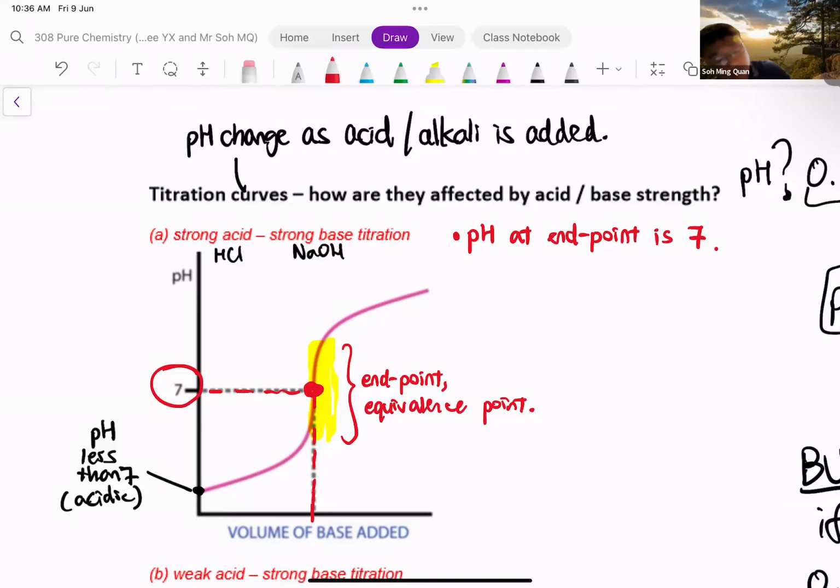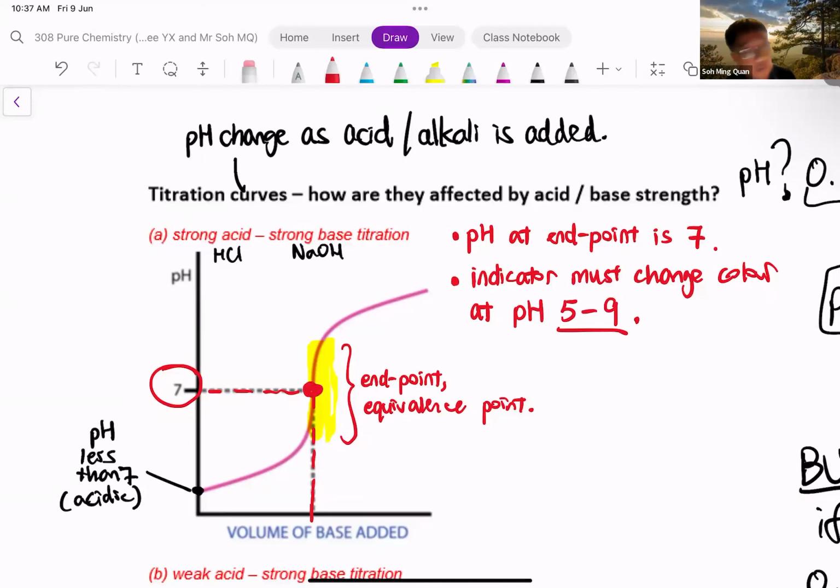Okay? Next, in every titration, you must choose an indicator, right? So just like in the lab, you have done a number of titrations, all right? You must choose an indicator that changes color at your endpoint. You must choose an indicator that changes color at that range of pH where your endpoint occurs. So where does your endpoint occur? It occurs from about pH 5 to pH 9. The midpoint is 7, pH 7, but the pH changes from pH 5 to 9 very suddenly.